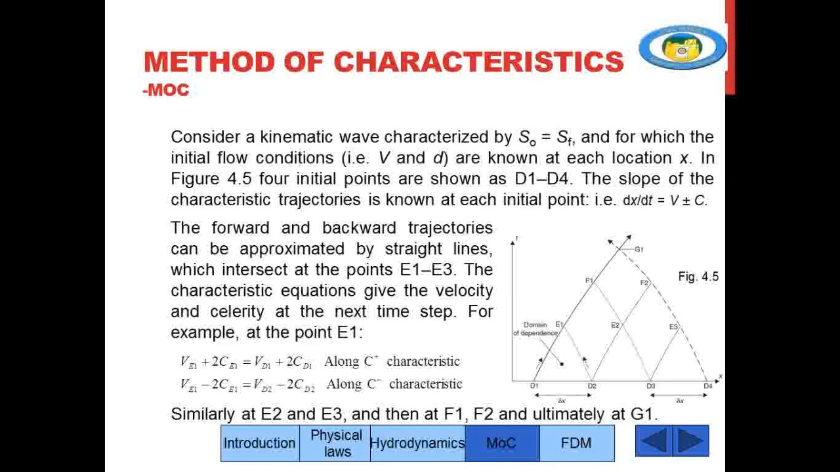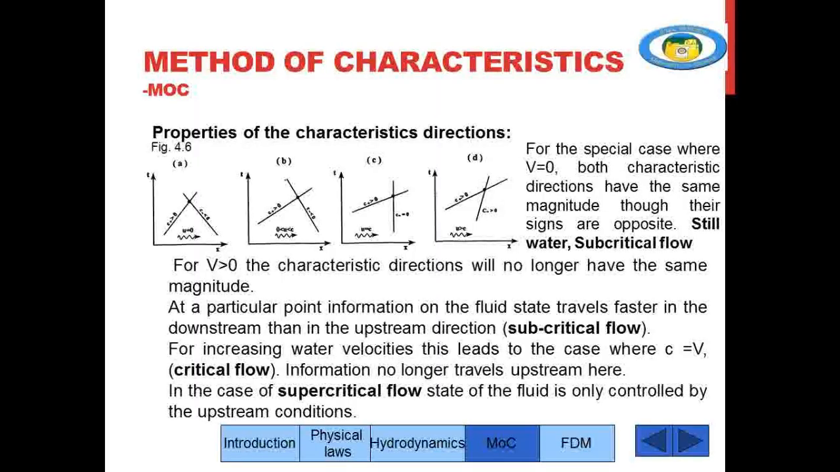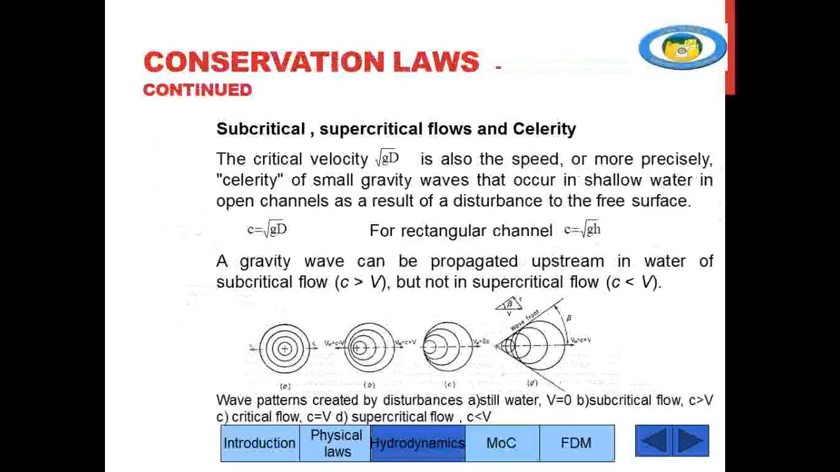Now, properties of the characteristics directions. Earlier we talked about how, in case of still water, both the characteristic directions have the same magnitude. Of course, their signs are opposite, C plus and C minus, but they have the same magnitude. This is the case for still water: the disturbance would traverse in both directions with the same magnitude, but opposite direction, of course.